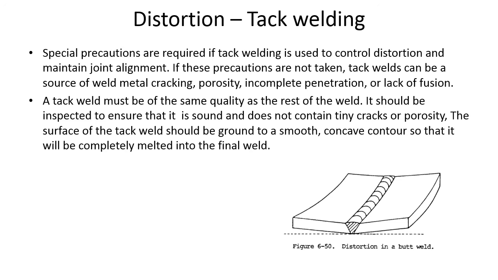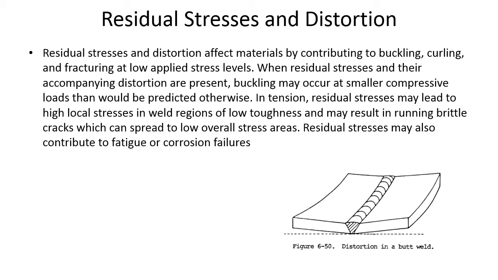So residual stresses and distortion affect materials by contributing to buckling, curling, and fracturing at low applied stress levels. When residual stresses and their accompanying distortion are present, buckling may occur at smaller compressive loads than would be predicted otherwise. In tension, residual stresses may lead to high local stresses in weld regions of low toughness and may result in running brittle cracks, which can spread to low overall stress areas. Residual stresses may also contribute to fatigue or corrosion failures. There's people that spend millions of dollars trying to figure out how to control residual stresses, distortion, keep cracking and all that from happening. So, something to keep in mind.